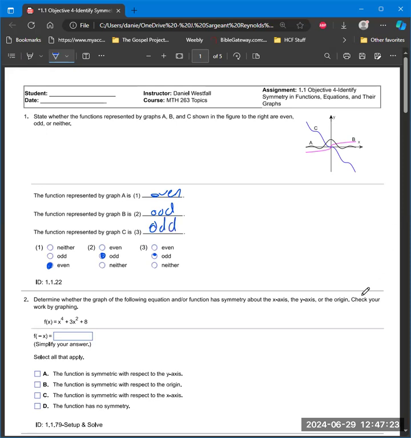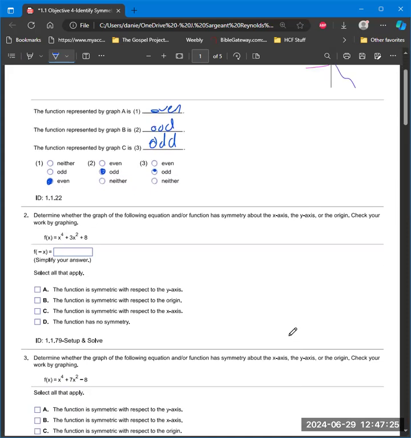Determine whether the graph of the following equation and or function has symmetry about its x-axis, y-axis, or origin. Because it's solved for y, we know that it can't have x-axis symmetry. It's a function here. So that eliminates the x-axis possibility. For the y-axis, we're going to stick in negative x, and we're going to see that this is x to the fourth plus 3x squared plus 8, which is the original function. So the function is going to have y-axis symmetry, which is A.